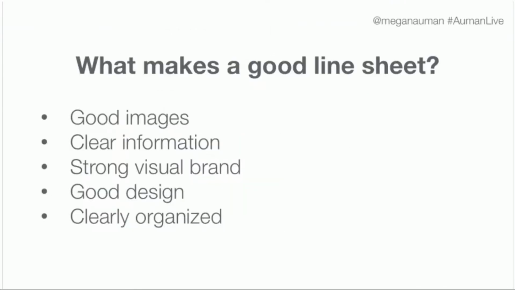All right, so what makes a good line sheet? First and foremost, and Kelly and Giselle both said this, super important, good images. Good images are so essential because if a buyer can't tell what it is, they're not going to buy it. Then we need clear information. Things like materials, sizing if that's not clear, options, so if it comes in different sizes or different materials, we really want to make sure that we are communicating all of that effectively.